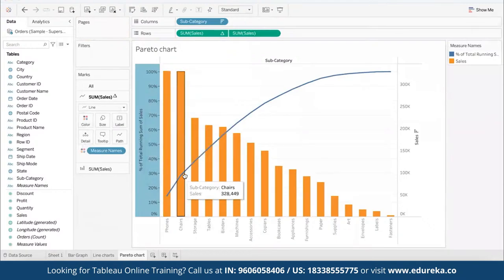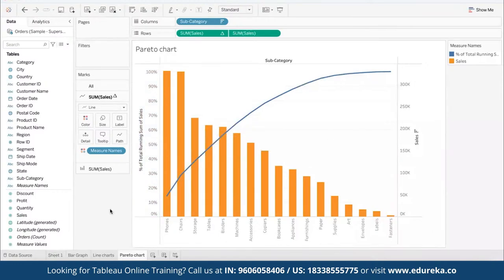The line will indicate the cumulative total and the bars are indicating the actual performance. In numericals, what are the sales from phones? What is the actual sales of chairs, of storage, of tables, and so on and so forth?